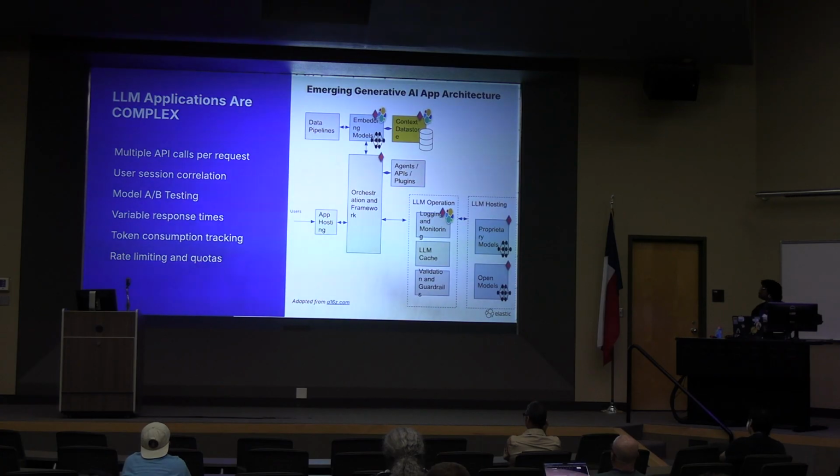I mean, look at this app architecture. There could be data pipelines, app hosting, orchestration, framework, embedding models, context data stores, agents, APIs, plugins, and then even on the LLM side, there's logging, monitoring, LLM caches, validation, and guardrails. Each one of these things needs to be monitored so that our system can be consistent and also safe.